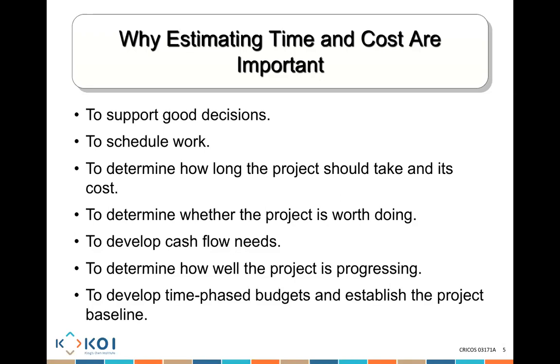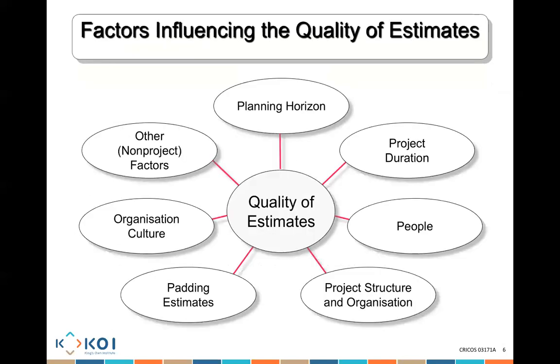We can create a schedule, then we can develop cash flow needs. When do we need money and how much do we need at any point of time? We can determine how well the project is progressing. We can determine the time-phased budget. For example, phase 1 might be initiation, phase 2 might be development, phase 3 might be testing. We can know how much each phase is going to cost me. We can create all of these baselines, and we can compare how we're performing against that specific baseline. Now, ladies and gentlemen, we go and talk about factors that influence the quality of estimate.